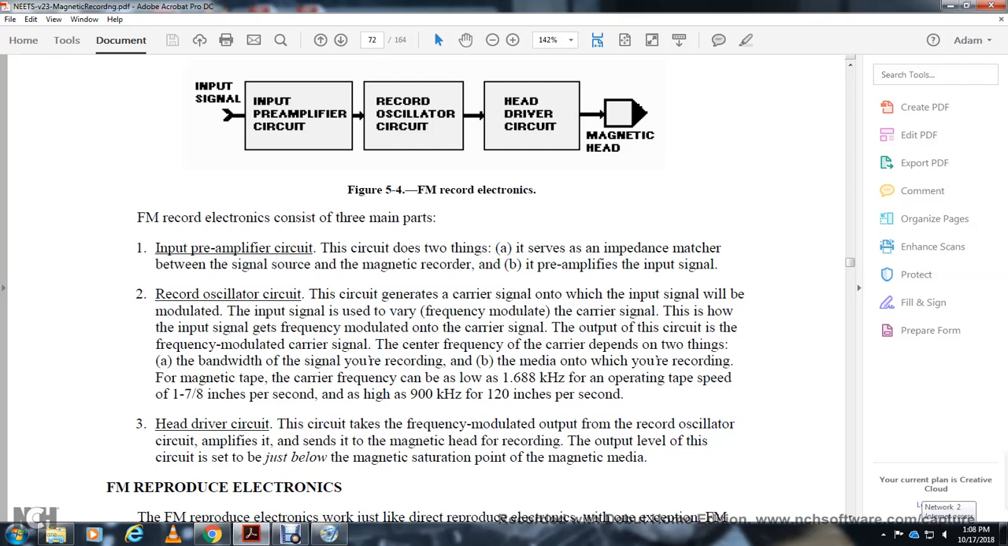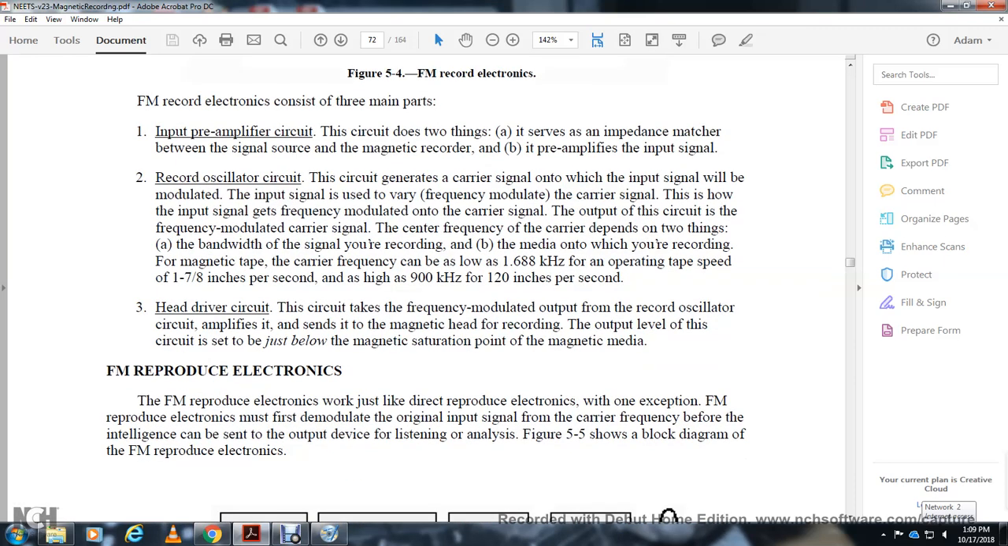The carrier frequency depends on two things: the bandwidth of the signal you're recording and the media on which you're recording. The carrier frequency can be as low as 1.688 kilohertz at a tape speed of 1 7/8 inches per second, or as high as 900 kilohertz at 120 inches per second. The head driver circuit applies the frequency modulated output of the record oscillator to the magnetic head, setting the recording level of the circuit below the magnetic saturation point of the magnetic media.